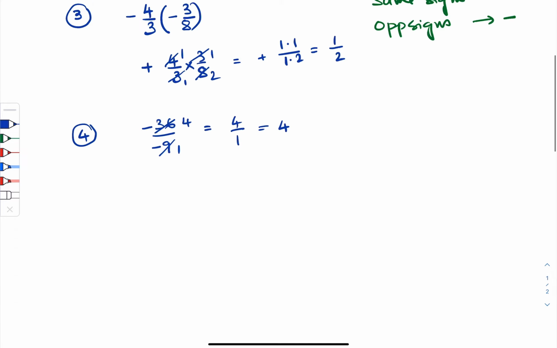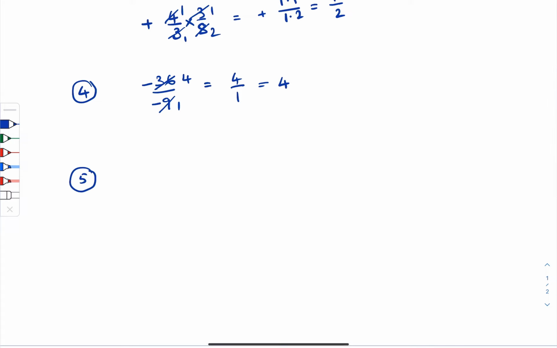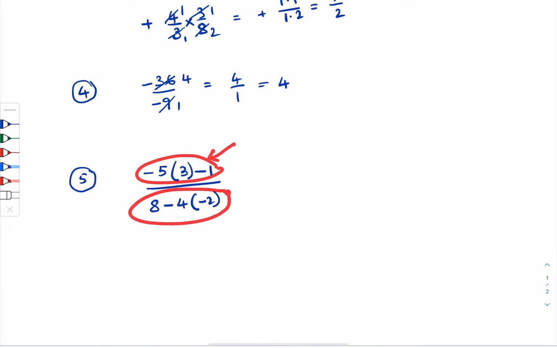Now let's take a look at one that is a little more complicated than the previous one. So I have negative 5 times 3 minus 1, and the whole thing is over 8 minus 4 times negative 2. In this case, I'm going to simplify the numerator first, and then I'm going to simplify the denominator next. And then I'm going to take a look at whether the fraction can be reduced further. So negative 5 times 3 is going to give me negative 15, and then that's a minus 1.